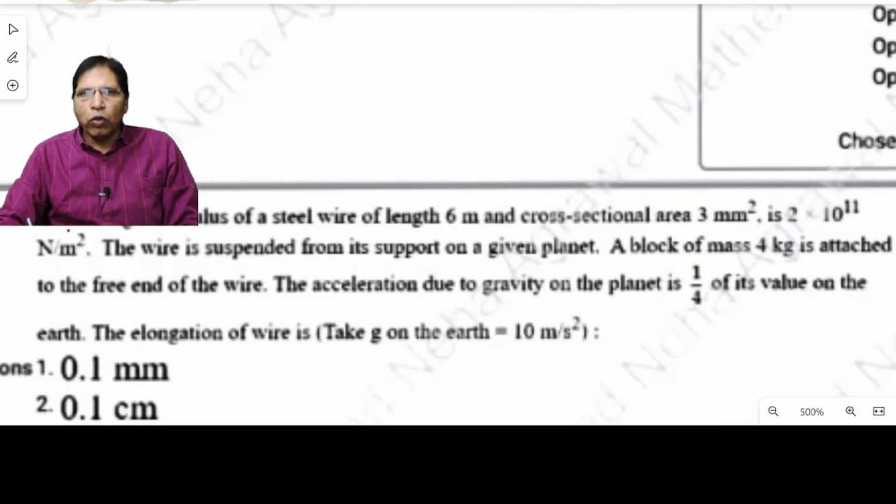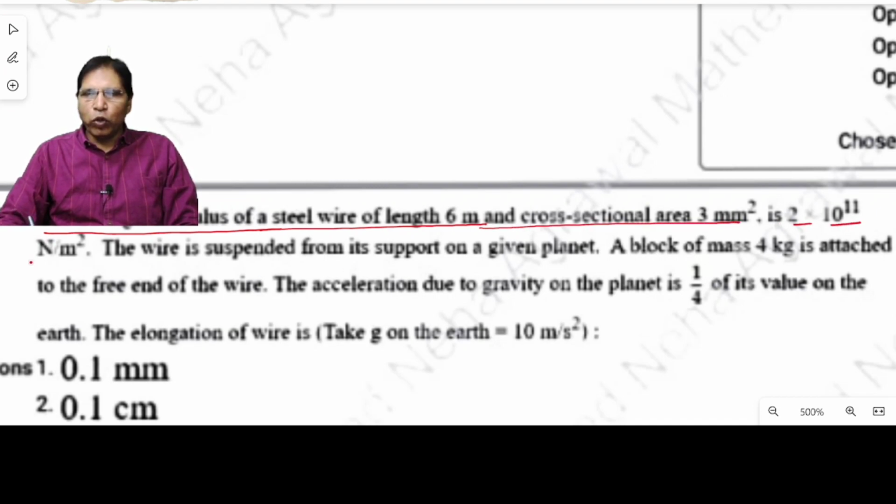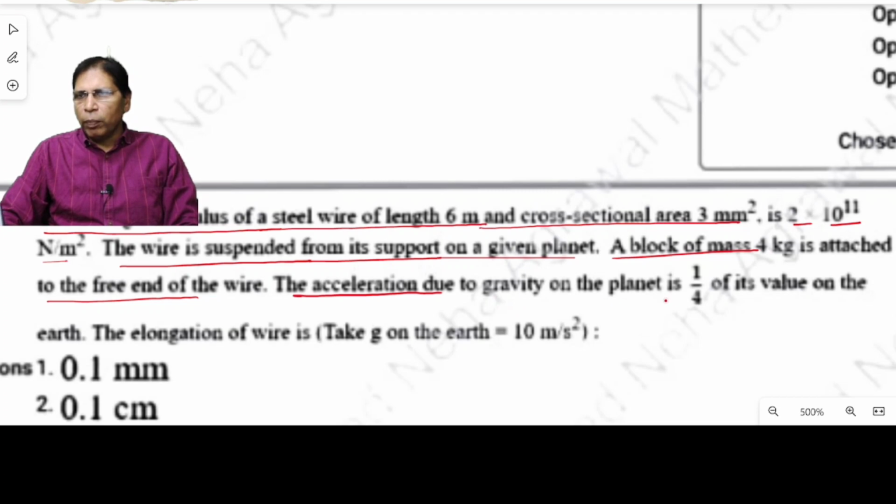Now question number 40. Young's modulus of a steel wire of length 6 meter, cross-sectional area 3 millimeter square, is 2 into 10 to the power 11 Newton per meter square. The wire is suspended from a support on a given planet. A block of mass 4 kg is attached to the free end of the wire. The acceleration due to gravity on the planet is 1/4 of its value on the earth. Find the elongation of the wire.